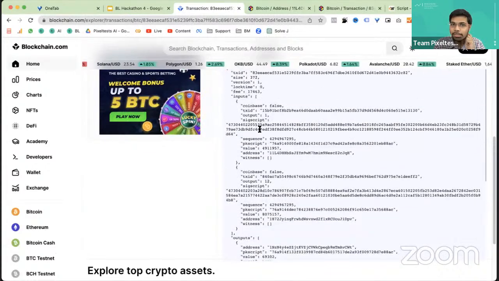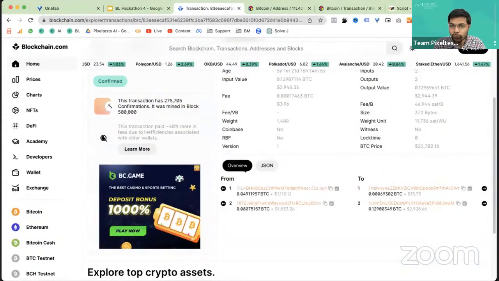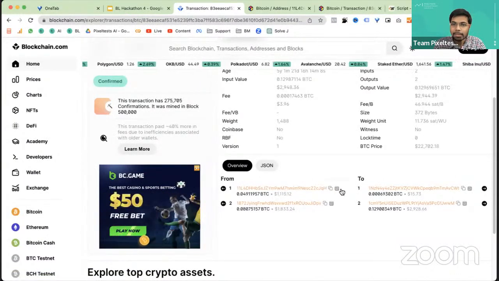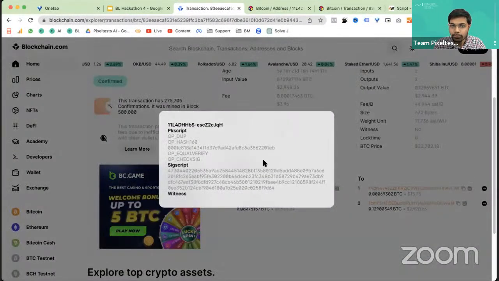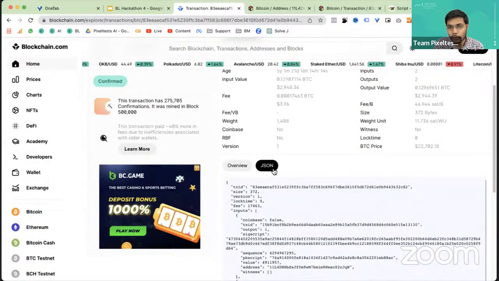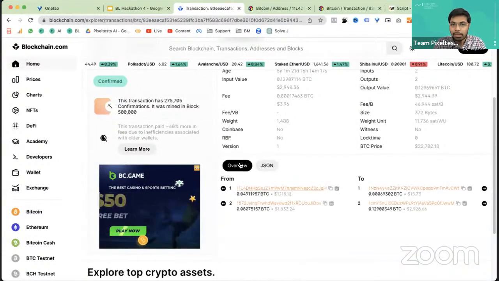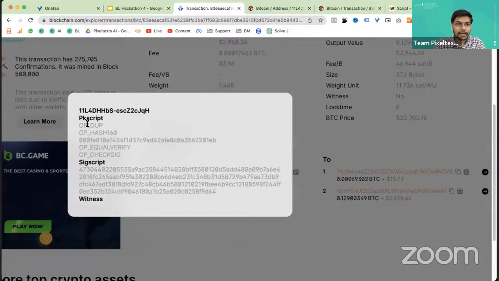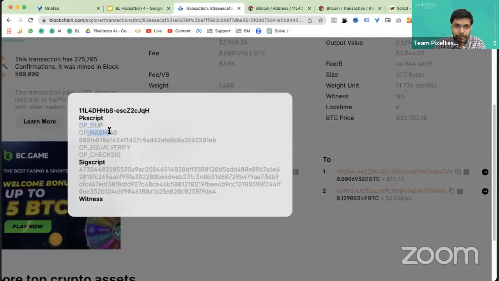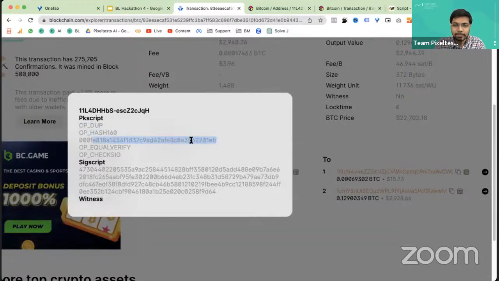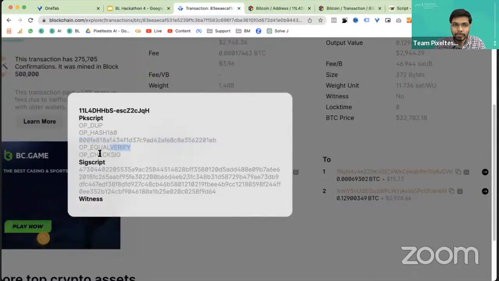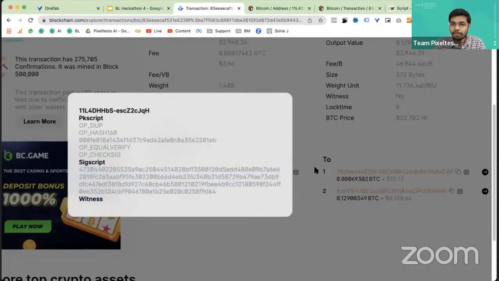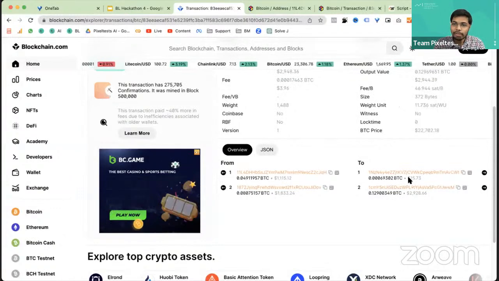So how can you see that? You can see it here in a little detail. In the overview, you can see these IDs, and here you can also click on the transaction scripts. If you do not want to go into the JSON, you can click here, where there is this copy and then the transaction scripts. You can click here to see OP_DUP, OP_HASH160, the 20 byte public key hash, EQUALVERIFY, CHECKSIG. Then there is the signature script. This is passed with every transaction, right? We'll go into detail about it.